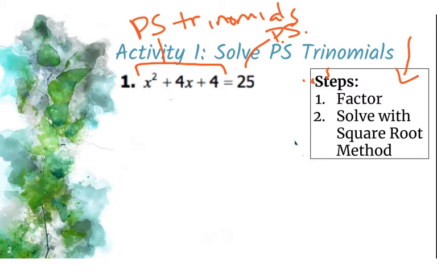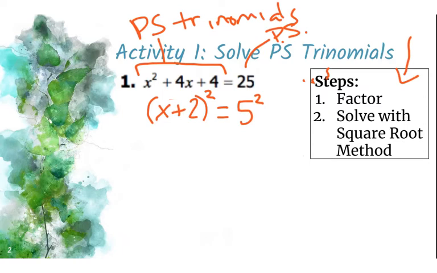Okay, so I'm just going to rewrite this as x plus 2 squared. And I'm going to rewrite this as 5 squared. Okay, you could keep it as 25. I mean, that would be fine too. All right, so now I want to solve it using that square root method.